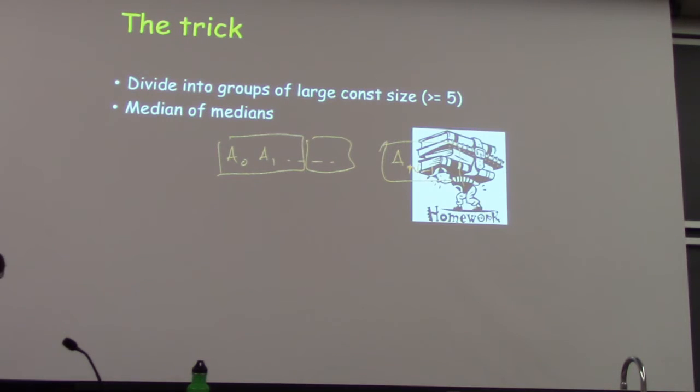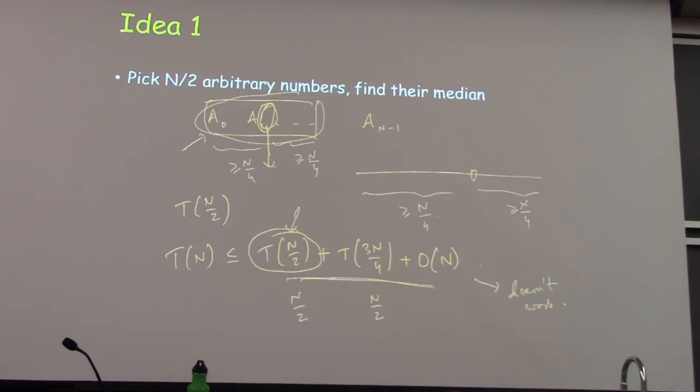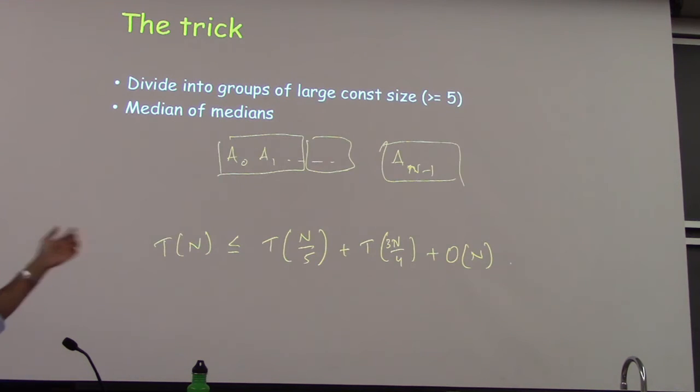One thing I wanted to say was that the algorithm you will come up with will have a running time that looks very similar to the one we came up with, but with a slightly better term. You will get T of n smaller than or equal to T of n by 5 plus T of 3n over 4 plus O of n. So instead of this n over 2 here, this trick will help you get n over 5. And it turns out that is good enough.